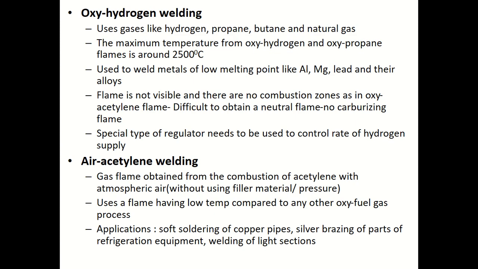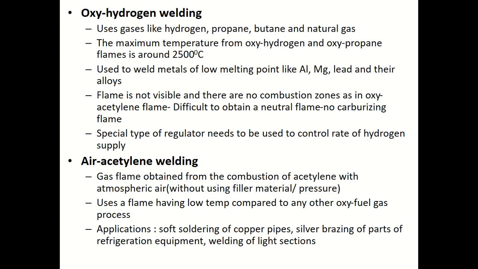Now we are familiar with oxyacetylene welding. Now let's see what we mean by oxyhydrogen welding. It uses gases like hydrogen, propane, butane, and natural gas in combination with oxygen. It's called oxyhydrogen welding. What is the maximum temperature you can generate? The maximum temperature from oxyhydrogen and oxypropane flames is around 2500 degrees Celsius, which is less than oxyacetylene welding, and it is used to weld metals of low melting point, like aluminum, magnesium, lead, and their alloys.